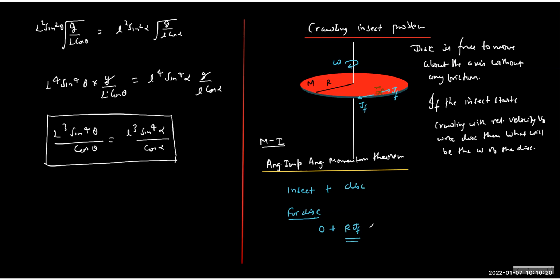Now, angular impulse is equal to what? Change in angular momentum of the disk about the axis. So, about the axis, we know this is I cm omega because initially it was 0. That's it. And what is the ICM of the disk? You can see that R will cancel out. So JF turns out to be how much?